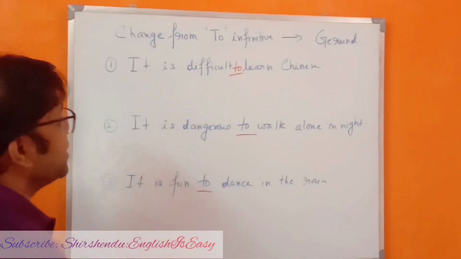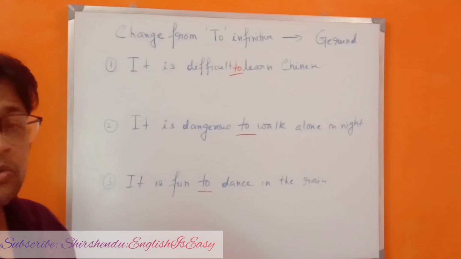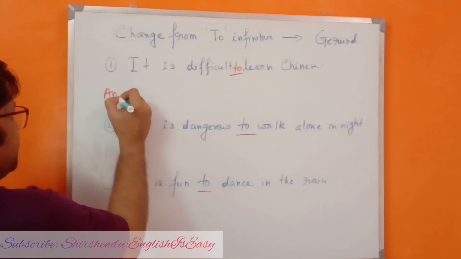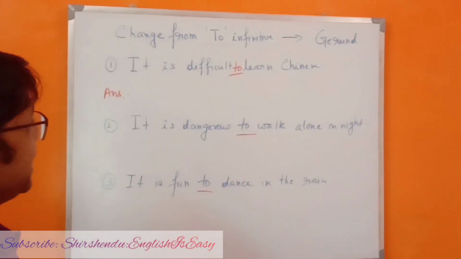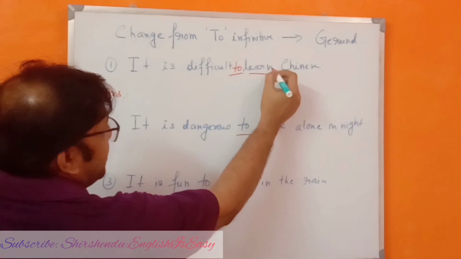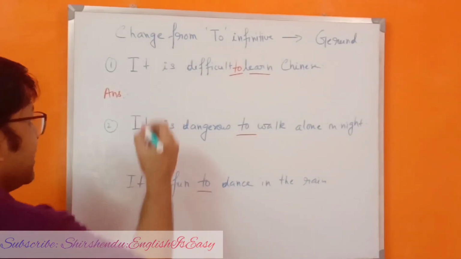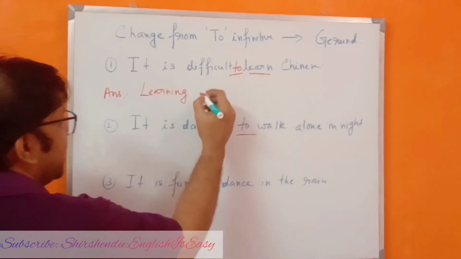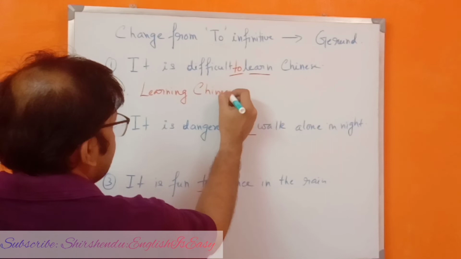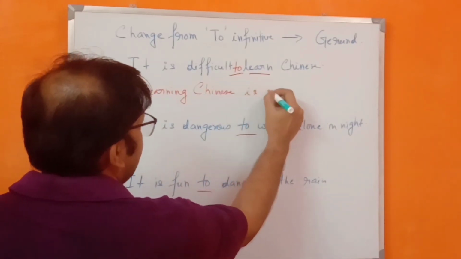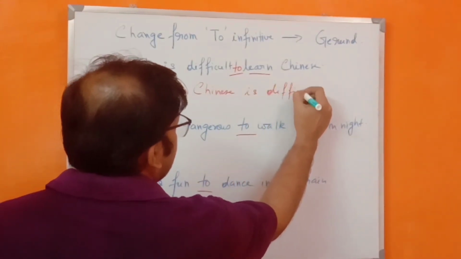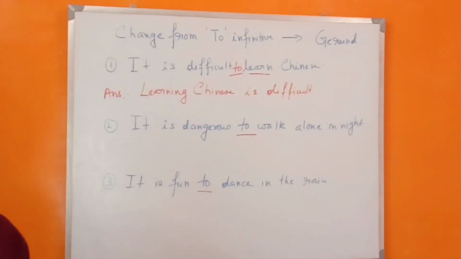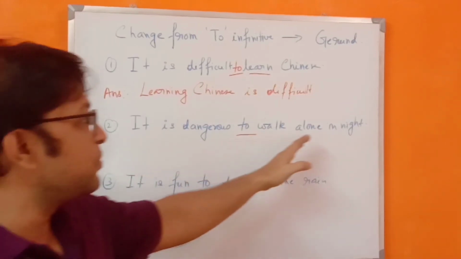So number one sentence, what is it? It is difficult to learn Chinese. So how am I going to change this infinitive into a gerund? Let's see. It is difficult to learn Chinese. Our main verb is learn. So we will be changing that: learning. Then our object, Chinese. Learning Chinese is difficult. So this way the sentence will change.